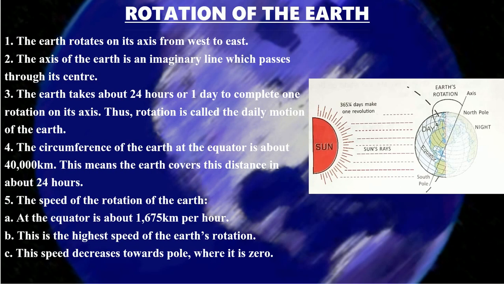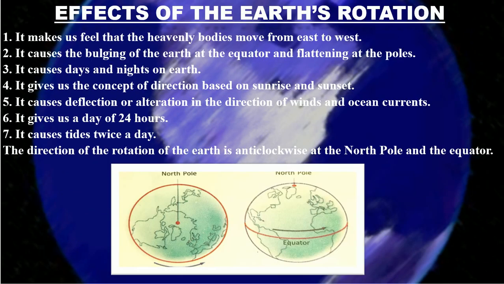Because of the earth's rotation, it has some effects. So let us move on to the effects of the earth's rotation. What are the effects? As you can see, here are the following effects. Before reading the effects, let us see this figure. As you can see, the direction of the rotation of the earth, both at the pole as well as at the equator, is anti-clockwise. Let us move on to the effects.